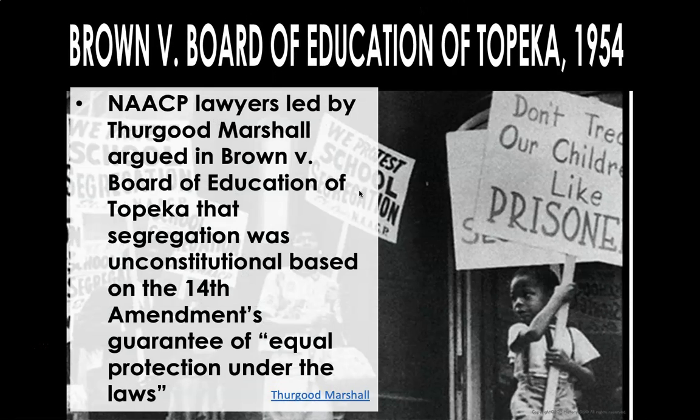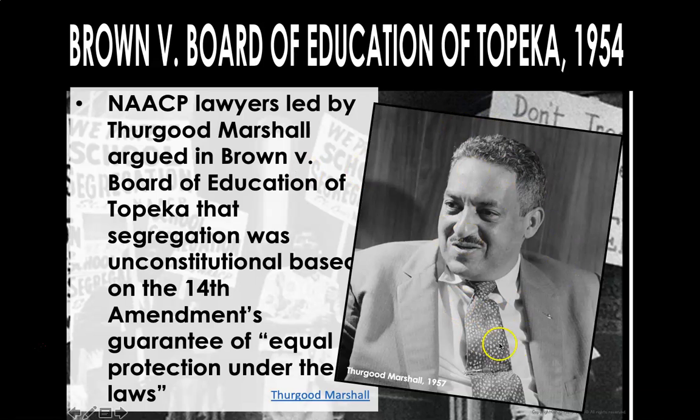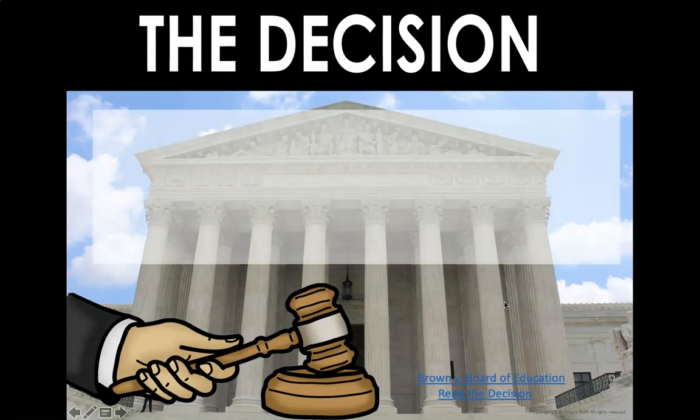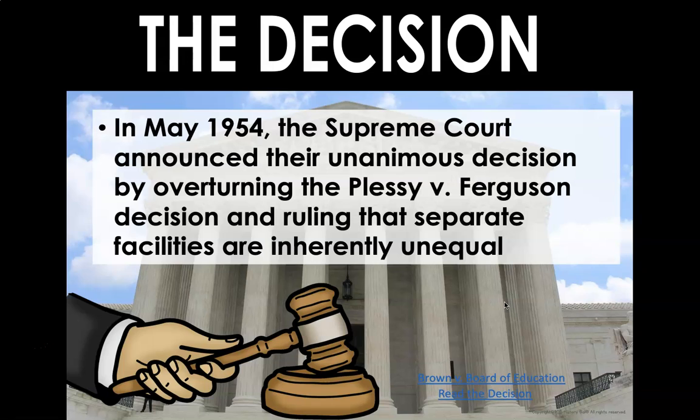So, in the case, the NAACP lawyers, led by Thurgood Marshall, who you need to know about, argued that segregation was unconstitutional based on the 14th Amendment's guarantee of equal protection under the law. And this is Thurgood Marshall. In the decision, in May 1954, the Supreme Court announced their unanimous decision by overturning the Plessy versus Ferguson decision. So that's what I mentioned earlier. This would be the previous decision, and they ruled that separate facilities are inherently unequal, therefore getting rid of segregation.